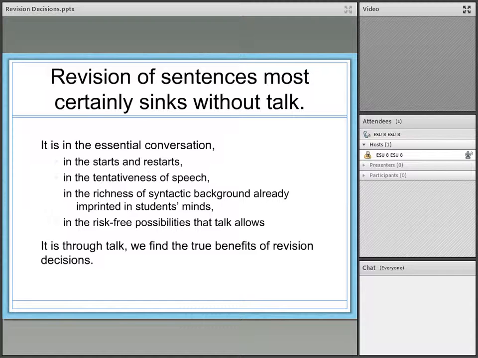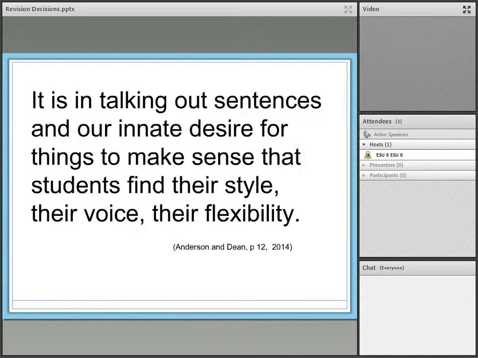This is where the transformation happens. It's in the talking out of our sentences and our innate desire for things to make sense that students find their style, their voice, and their flexibility. This quote from page 12 in Anderson and Dean's book says, "It is in the talking out of sentences and our innate desire for things to make sense that students find their style, their voice, and their flexibility." Just like I shared with you in the slide before, only here it is directly quoted from the book.